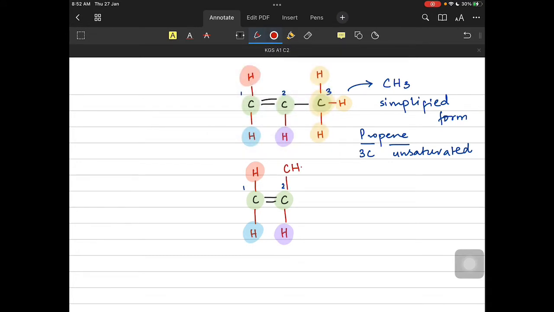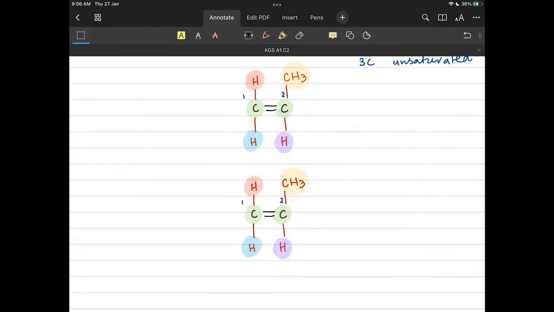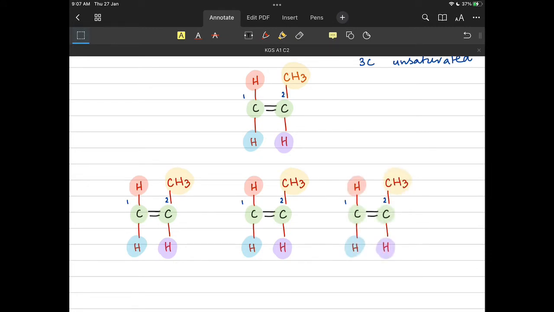We can change the direction a little, but it has to be on carbon 2. And now this is the CH3. This molecule is a simplified propene. We make three replicas of the simplified propene molecule.